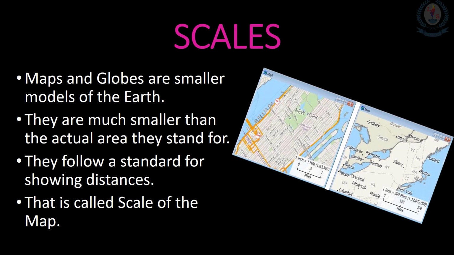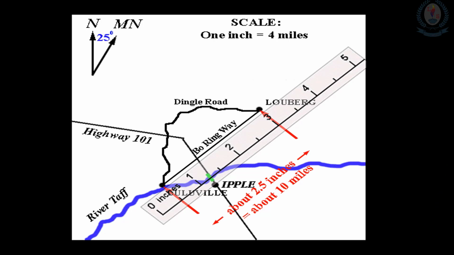Maps have scales. Scales are a way to measure distance. Map makers usually have to draw things smaller on their maps than they really are. For example, a scale can show how many miles are represented by a certain amount of space on the map. On this map, it shows 1 inch equals 4 miles. It means that every 4 miles distance between places is shown as 1 inch distance on the map.